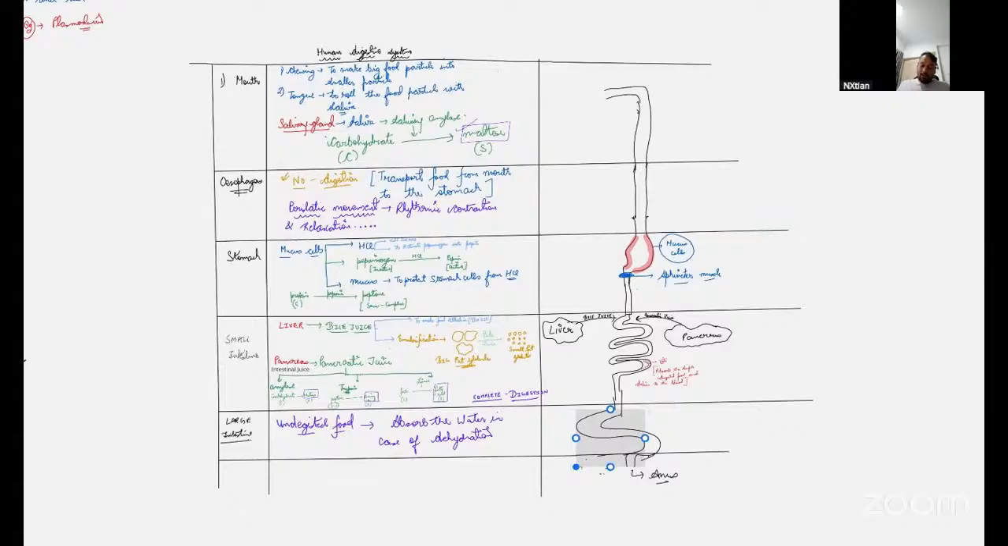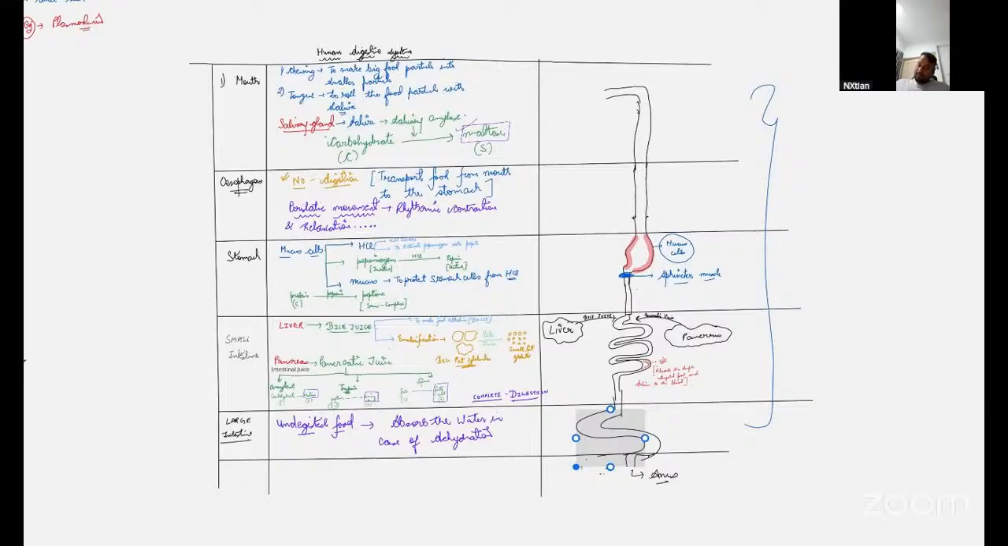In the whole large intestine, I couldn't understand. Large intestine absorbs water from the undigested food in case of dehydration. What is dehydration? Dehydration is when you are drinking less water, so your body will have less water because of that. The body will absorb the water which is in the large intestine because you are not drinking.